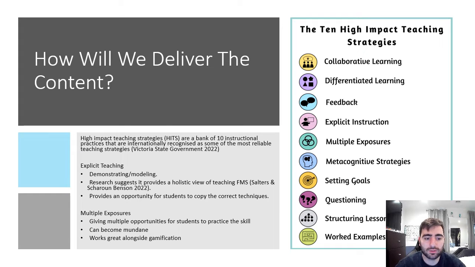Now, how will we deliver this content? So I'm going to be using the high impact teaching strategies. They are a bank of 10 teaching practices that are internationally recognized as the most reliable. So they're meant to work. I'm going to be using explicit teaching, which is basically demonstrating and modeling the actions of the fundamental movement skills. Research does suggest that it will provide a holistic view to teaching FMS, which is great. That's what we want, and it'll provide the students the opportunity to see the correct technique and copy it. So it's really good for teaching FMS.